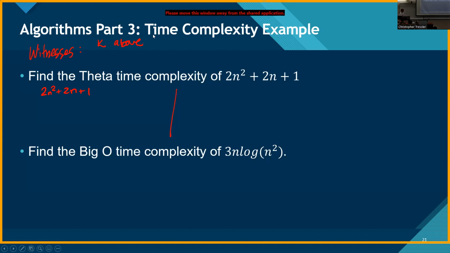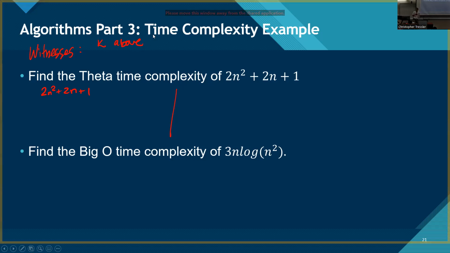And also, I was explaining this earlier to some people. Keep in mind when you have a k and a c for these witnesses, you just need to prove that one of them exists. You don't have to prove all of them exist. You don't have to get a specific one. You just have to find a pair that exists that makes sense.